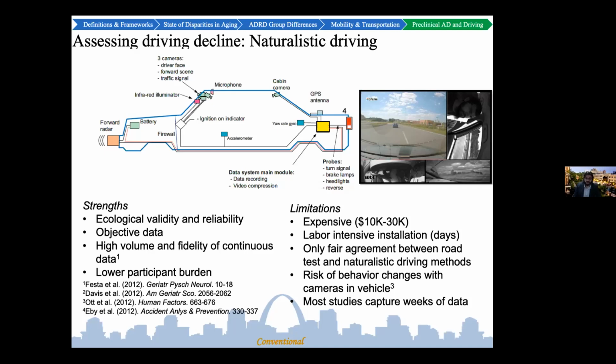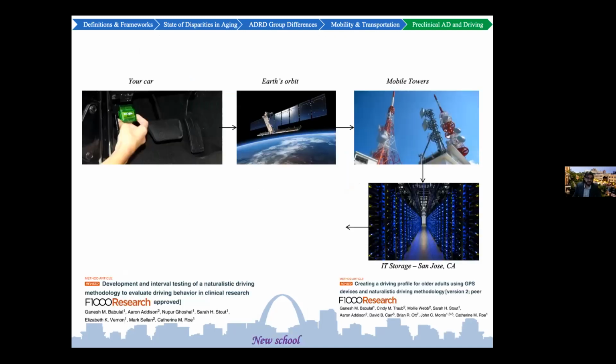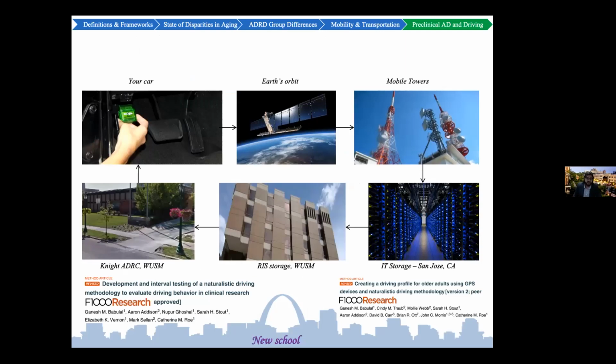So we actually had to develop our own algorithm, and I'll dive into that a little bit here. Over the past 6 years, we've modified a commercial off-the-shelf device that we plug into a participant's vehicle. The participants come to the ADRC. We plug it into their vehicle, and it has to be 1996 or newer. It immediately accesses the available satellites and then starts transmitting data using now actually 4G. It was previously on the 3G network. And then it transmits that in real time to IT storage in San Jose, California, who then sends it over to our research infrastructure services. And then we're able to get that data on a daily basis wrapped up.